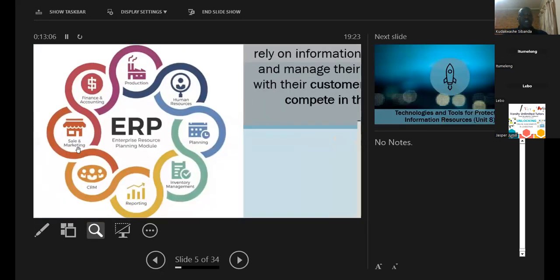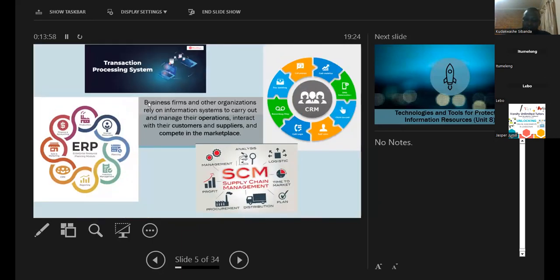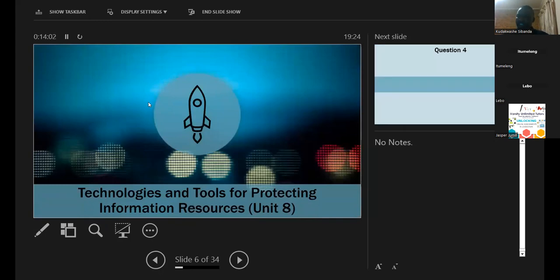Now when it comes to operations, you just want to see what is happening in each and every department in a company. There's an information system designed for that, called ERP. You can check from the finance department, from production, from human resources, from planning, from logistics and supply chain, inventory management, reporting, even CRM, and sales and marketing. So it's a hybrid information system that allows you to see what is happening in each and every department from your computer. So information systems are there to help companies in operations, customer management, supplier management, and even to be competitive in the market.